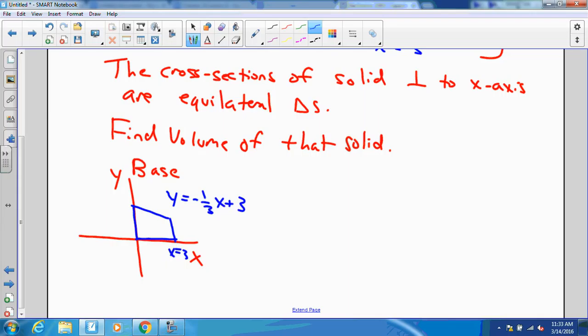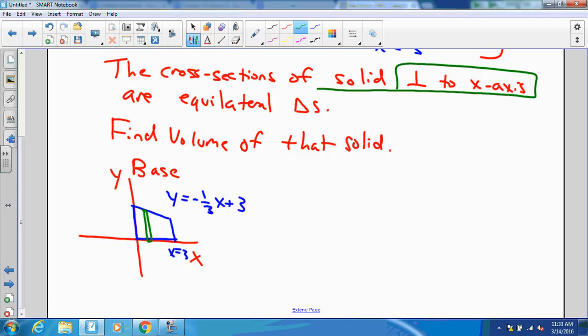And what's going to happen is that the solid is going to grow up out of that base with cross sections that are, according to the problem, equilateral triangles. But you're not going to see the cross section here, except you're going to see the very bottom of it by creating for yourself a representative cut that is perpendicular to the x-axis. Like that. You see it?